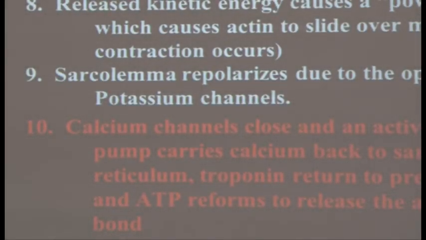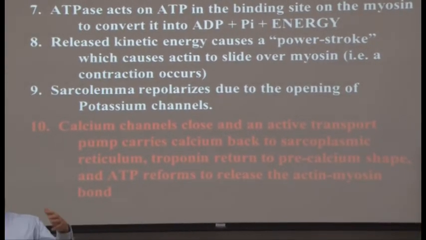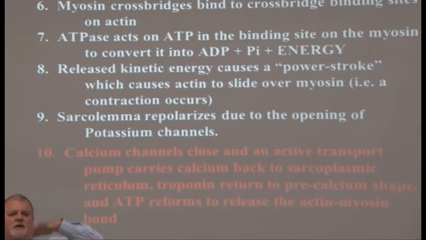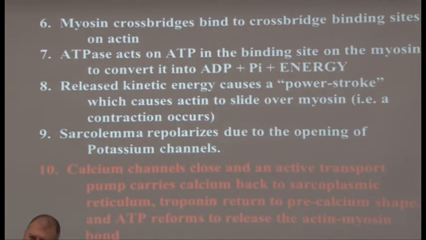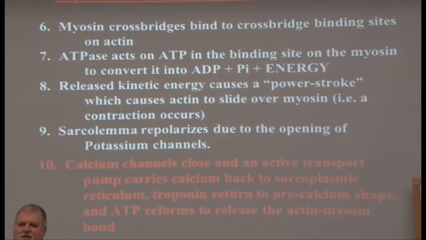So what we have to do is get calcium off of troponin and tropomyosin, so that troponin and tropomyosin will return and cover the binding sites on actin before the muscle will physically begin to relax, okay?